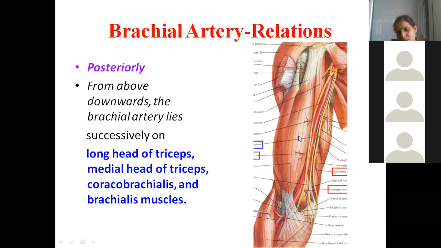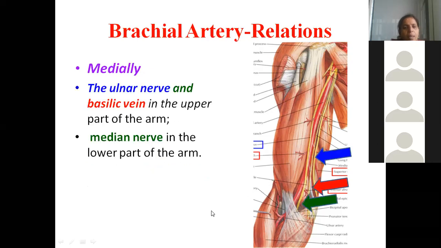Now what we are seeing is only biceps and coracobrachialis. Of course, triceps also. That means posteriorly you have triceps, long head and medial head. You are also seeing this muscle, coracobrachialis. Only once you cut the biceps brachii, you will see brachialis. I'll show you much better. Then medially, what is the nerve? I have been telling you, this blue-colored, thicker one. The name of the nerve is ulnar.